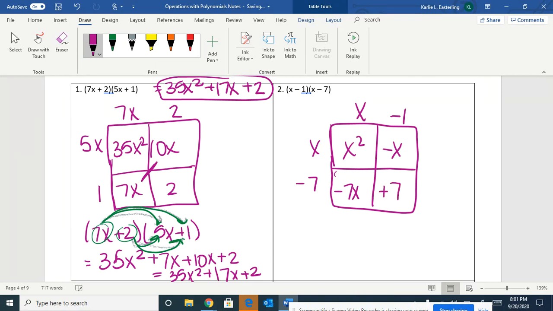You don't have to write the positive in there. You can if you want to. It doesn't really make a difference as long as you can recognize that's positive 7. So then we know that our final answer is going to be x squared. We got to combine the like terms that are across from each other, or diagonal from each other, I guess would be a better word. So negative 7x plus negative x would give us negative 8x, and then plus 7. And that would be our final answer there for number 2.